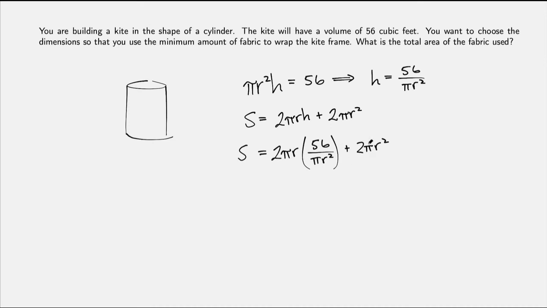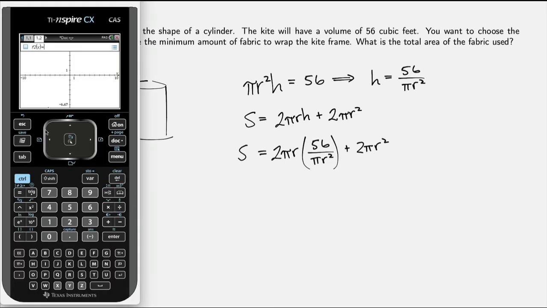And we're looking for the smallest this can possibly be, so we're going to go to our calculator to find that. So here in our graphing, we're going to type this in. This is expecting a function of x, so instead of r, I'm going to use x, but everything else will be the same. So 2 pi x times this fraction, 56 over pi times x squared, and then plus 2 pi times x squared.